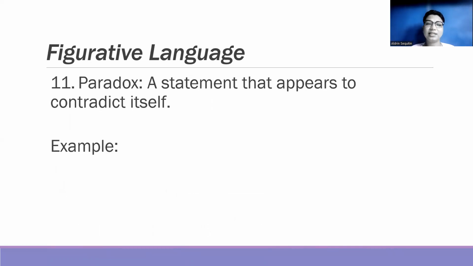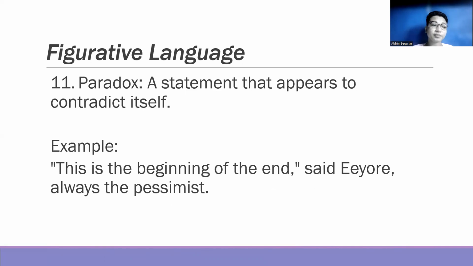Paradox, on the other hand, is a statement that contradicts itself, or a statement that appears to contradict itself. So if in oxymoron the terms are contradicting, in paradox the meaning of the statement contradicts the statement itself. Like, for example, this is the beginning of the end. That's paradox. If you analyze it, the idea here contradicts the meaning of the statement.